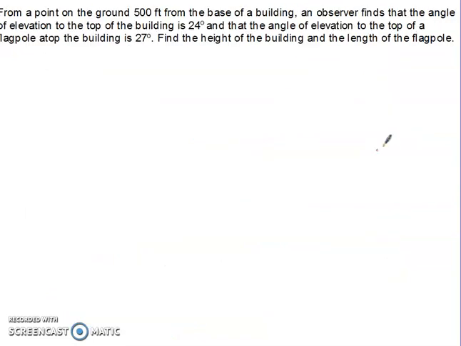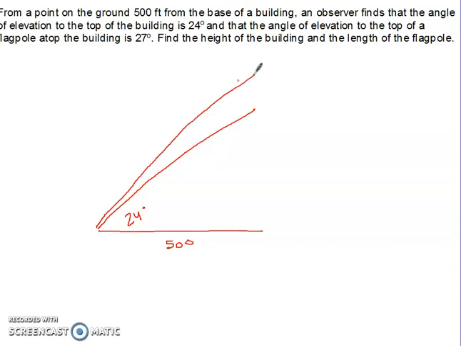From a point on the ground 500 feet from the base of a building, an observer finds that the angle of elevation to the top of the building is 24 degrees, and that the angle of elevation to the top of a flagpole atop the building, so we're going to have a second angle here, this angle is 27. Find the height of the building and the length of the flagpole.